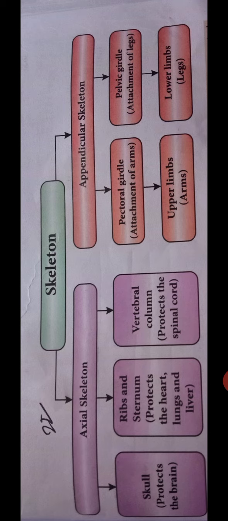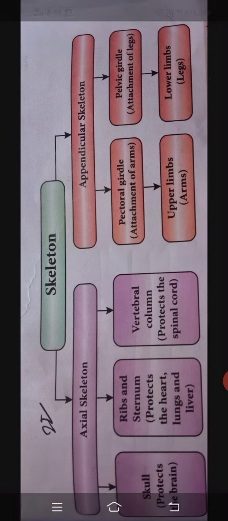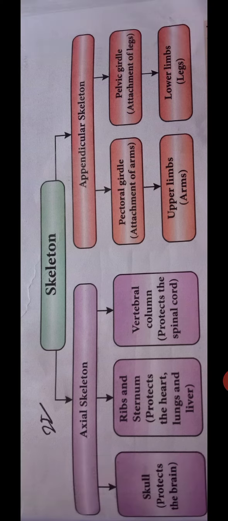Here, in the axial skeleton, the skull is the hardest portion in our body, which gives protection to the brain. And it's a flat bone, we can say. Next, ribs and sternum protect the heart, lungs, and liver. It is also called the chest cavity. And next, the vertebral column protects the spinal cord, which is very important for the human. Like the skull for the brain, that much importance is given to the vertebral column.